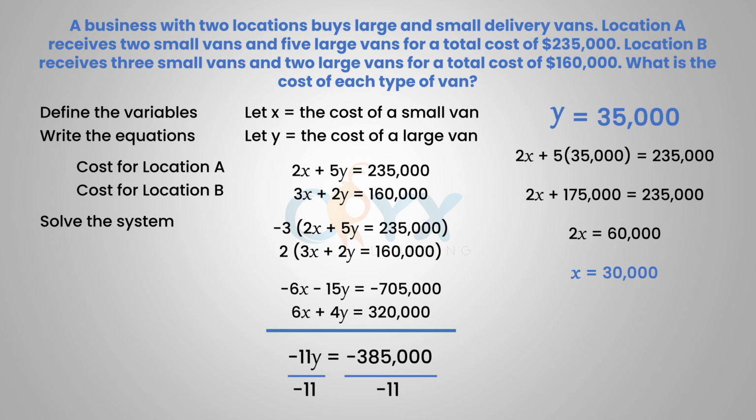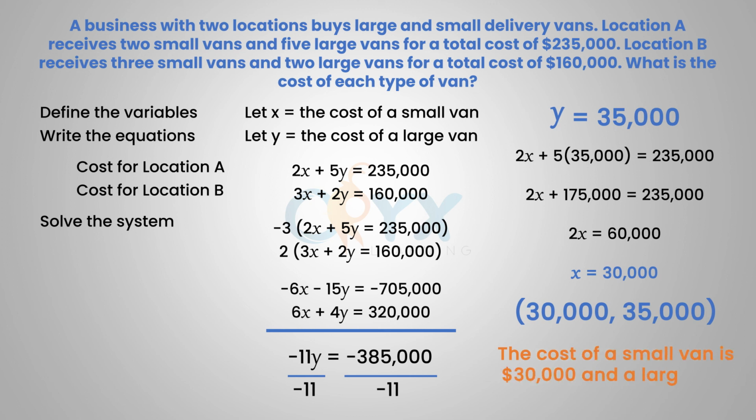So I have the coordinate point 30,000, 35,000. This means that the cost of a small van is $30,000 and the cost of a large van is $35,000. Make sure you answer the question that is asked.